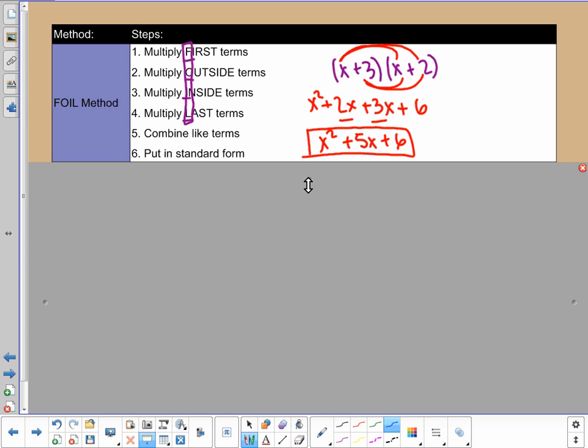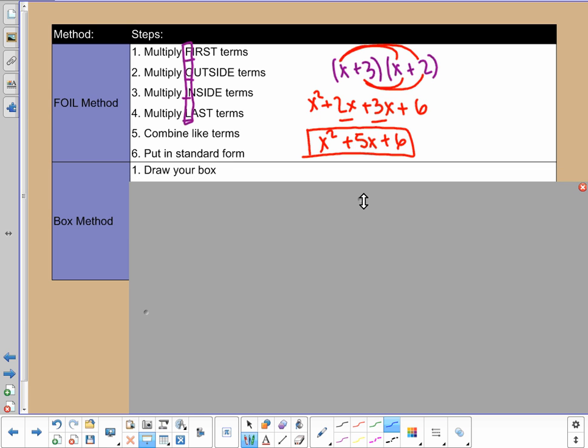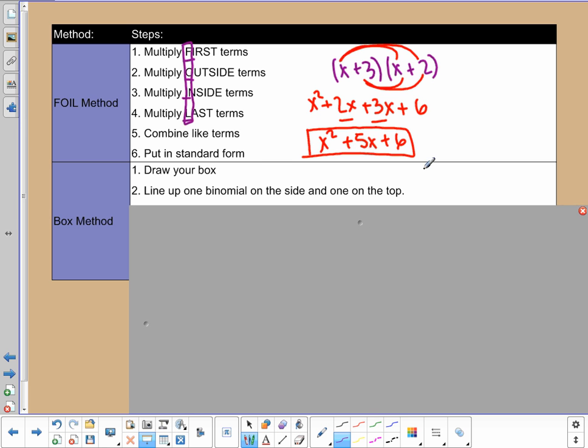Okay. Now, some people need a little bit better visualization of what we're doing when we have these two sets of distribution. So we also use something called the box method. Really it's just another way of looking at it, visualizing it, so that we can see what's happening when we multiply these. So we're going to set up a box. I'll just use the same binomials: x plus 3 and x plus 2. So x plus 3 times x plus 2.